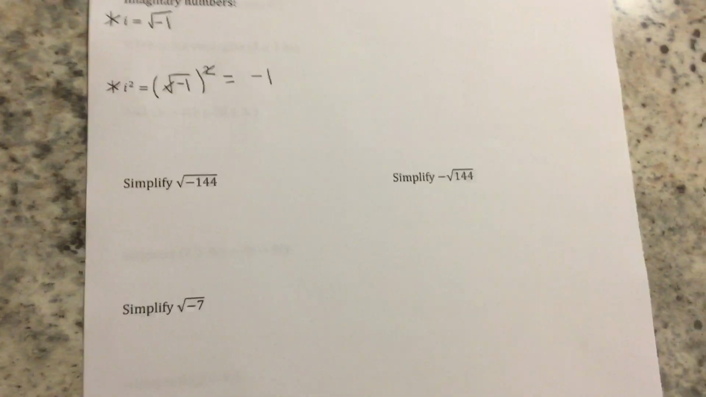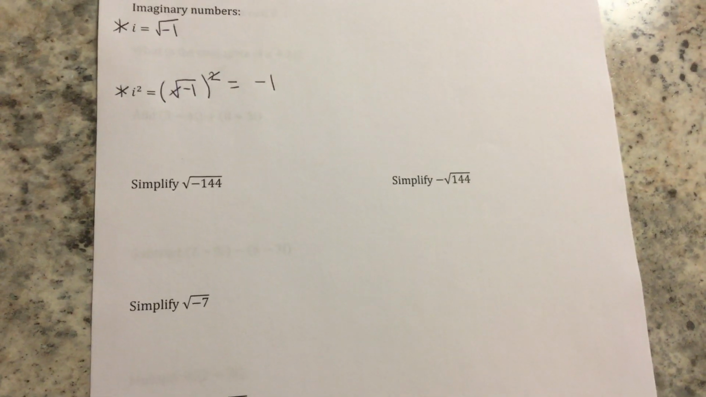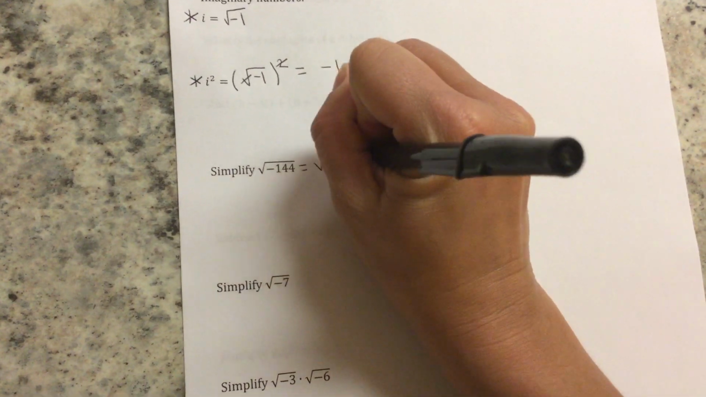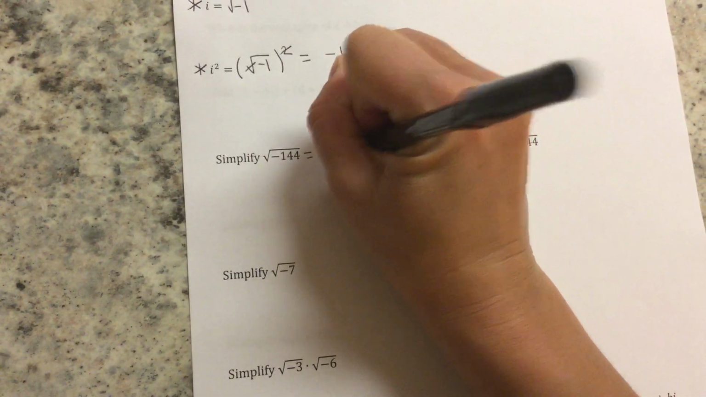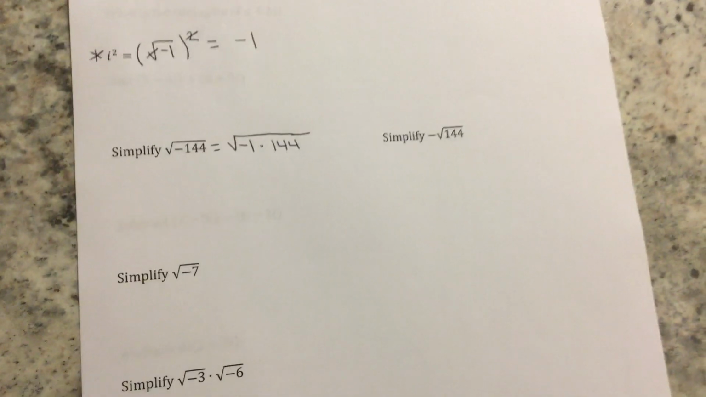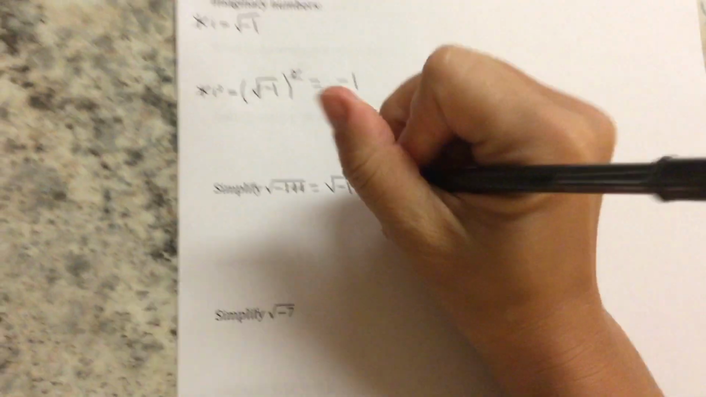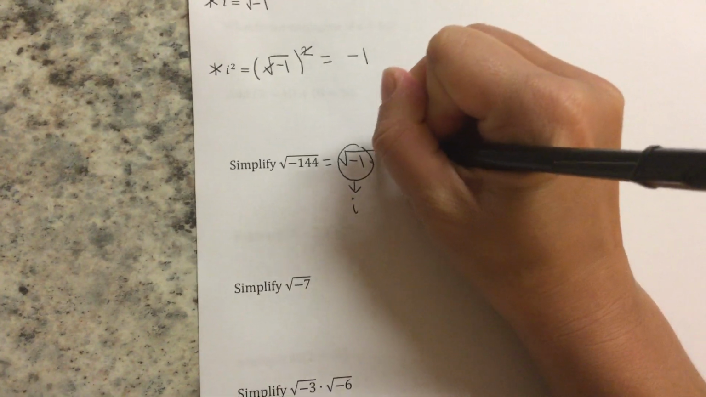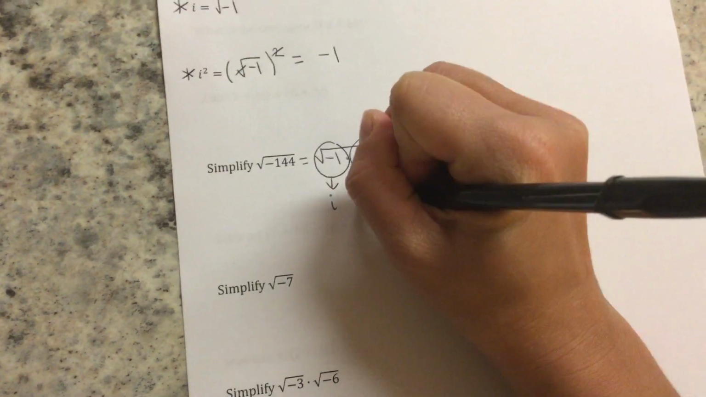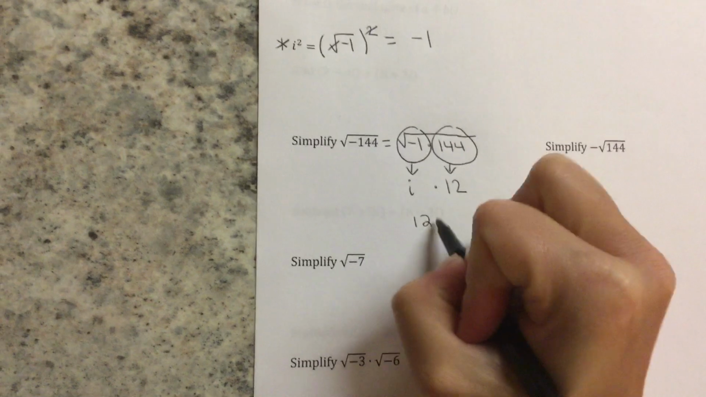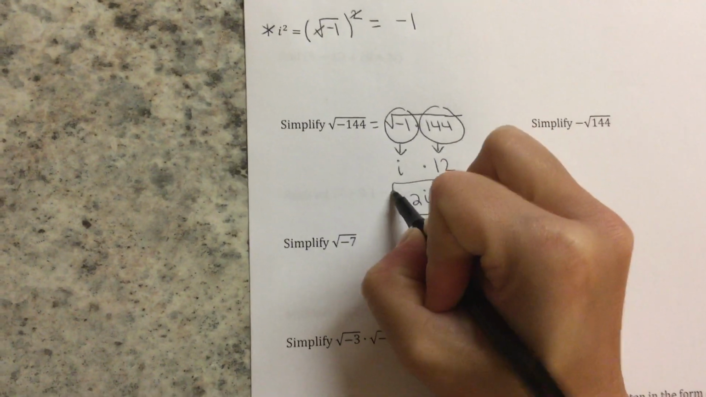So it says simplify the square root of -144. I can break up -144, because it's a square root, into -1 times 144. I know that the square root of -1 is i, and I know the square root of 144 is 12. So the square root of -144 will give me 12i. The i is written second, 12i.